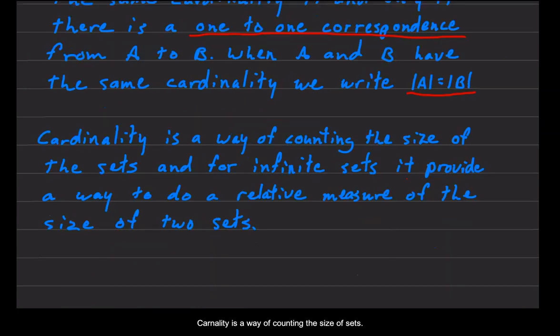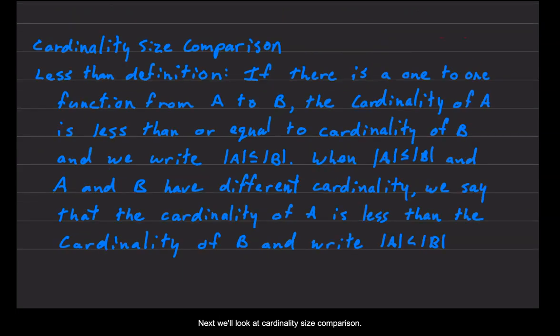Cardinality is a way of counting the size of sets. For infinite sets, it provides a way to do relative measure of the size of two sets. Next, we'll look at cardinality size comparison.